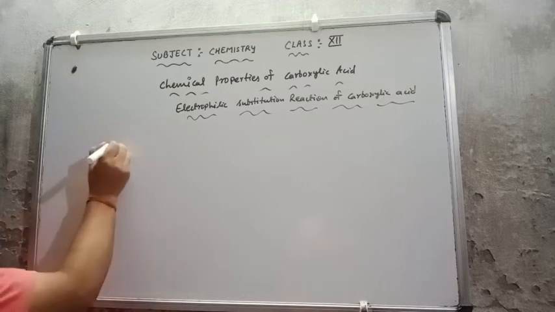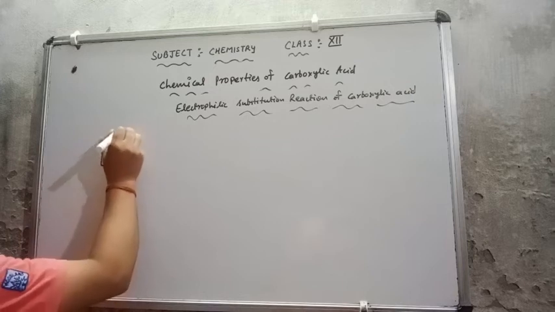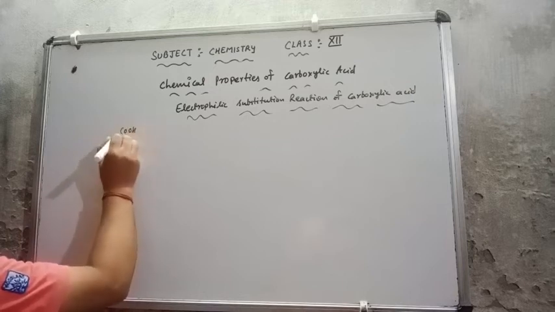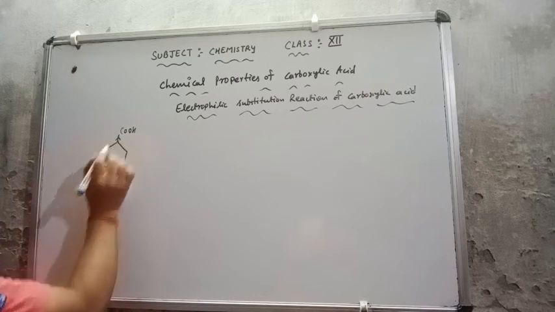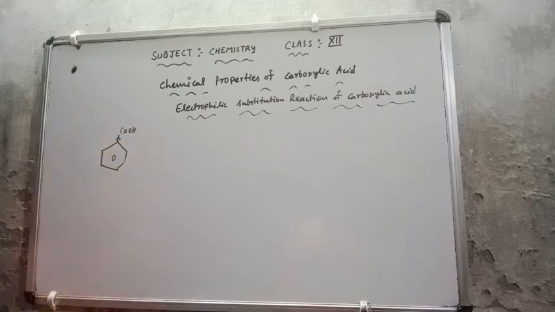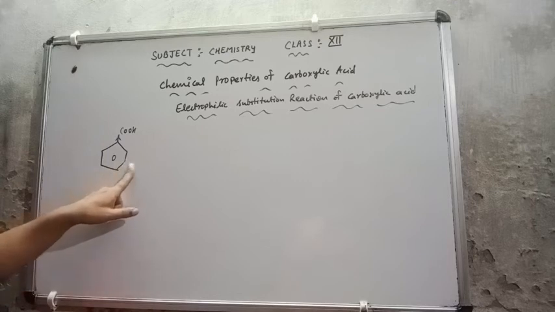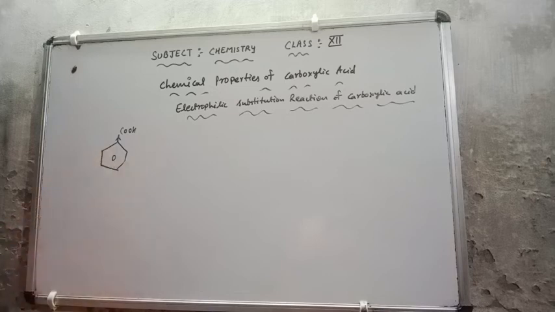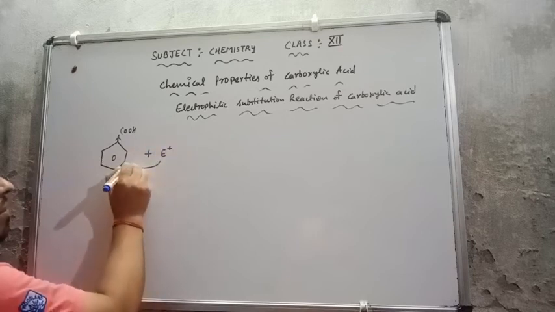So it will be here. This is the carboxylic acid, suppose this is benzoic acid. So we know that this COOH is an electron withdrawing group. So electrons are going to be attracted toward its side. So this is going to deactivate the benzene ring. So only the electrons present on the meta position. So I can say that the electrophile is going to attack on the meta position.